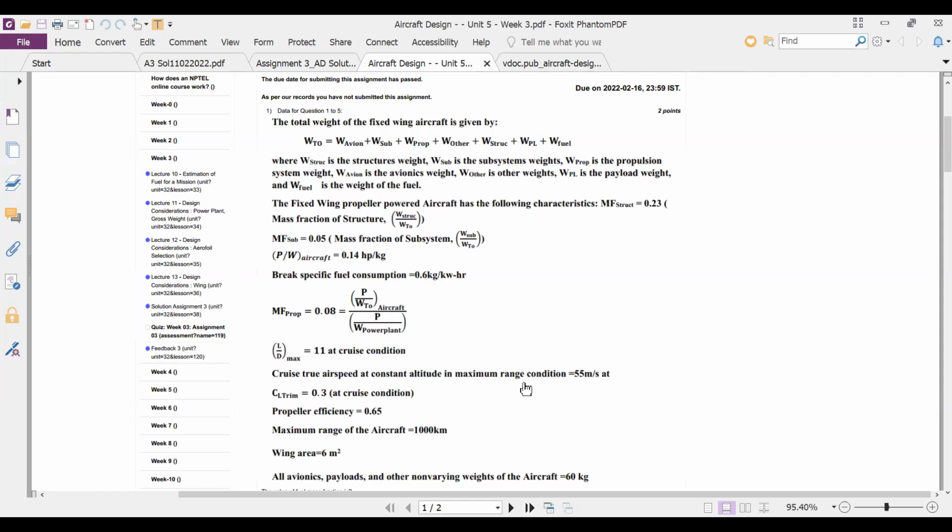Okay. Anyone got any answer? No? All right. So maybe I'll solve it. What is usually the range formula? Because I have told you we will use a formula. So do you know any range formula for a propeller driven aircraft?